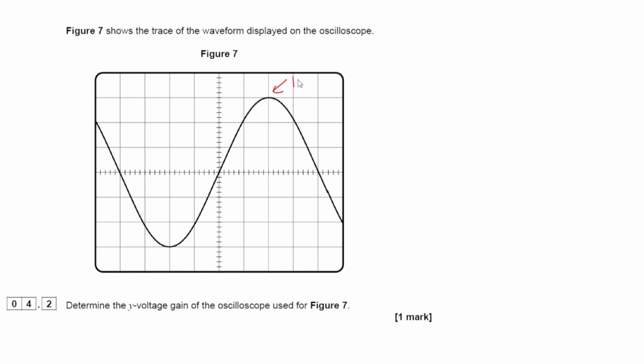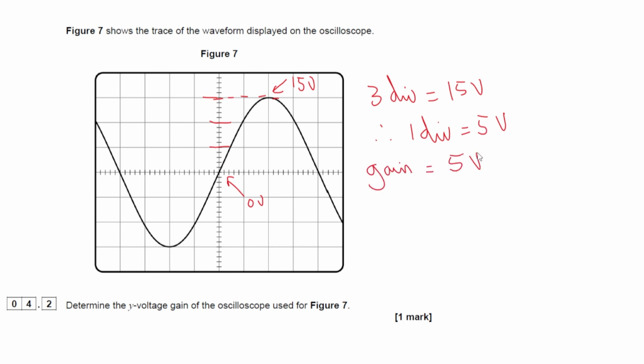Next we have to find out what the Y voltage gain of this oscilloscope is. Well, we know this top point is 15 volts and this obviously is going to be 0. We therefore have three large squares going from 0 to 15. Therefore one division is equal to 5 volts, and so the gain is equal to 5 volts per division.